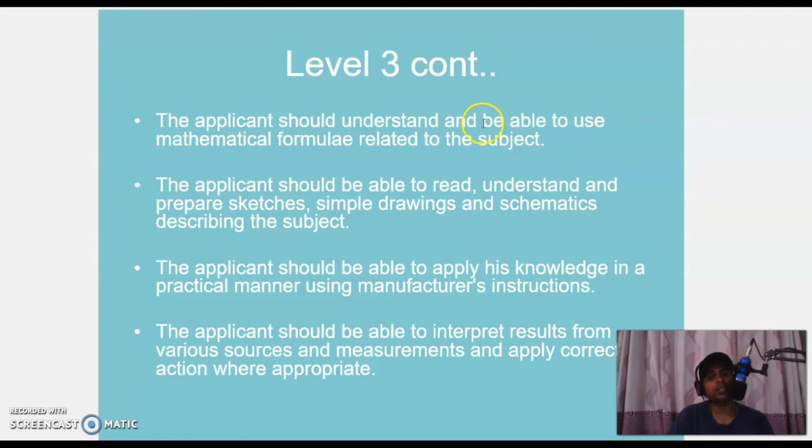The applicant should understand and be able to use mathematical formulae related to the subject, and should be able to read, understand, and prepare sketches, simple drawings, and schematics describing the subject. The applicant should be able to apply his knowledge in a practical manner using manufacturer's instructions. The applicant should be able to interpret results from various sources and measurements and apply corrective actions where appropriate.